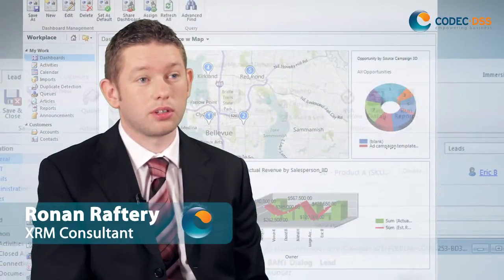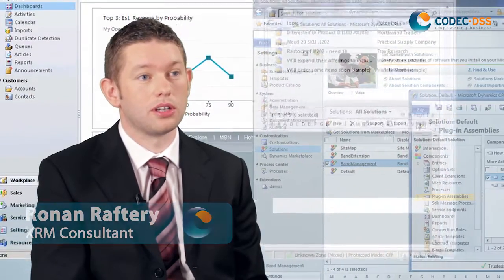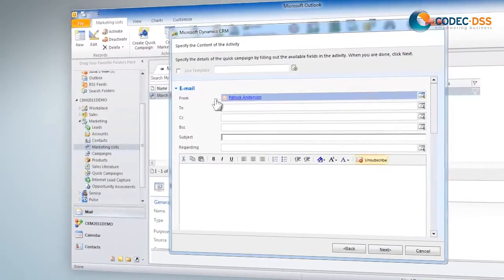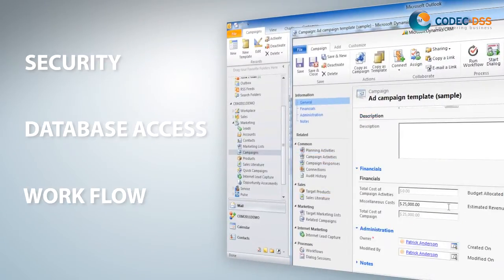I like XRM for a number of reasons. So first of all, it's a Microsoft product. So there's a whole suite of Microsoft products that people are very familiar with already, and XRM fits very nicely into that. It's much faster to develop on the XRM platform because before you even start developing, you have a lot of core components out of the box to work with. With XRM, you get such things as security, database access, and workflow management.